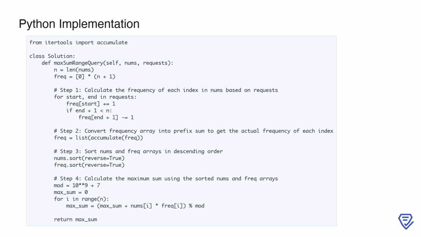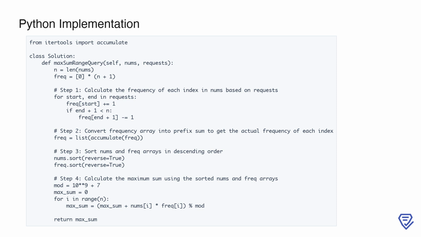3. Prefix sum. Using Python's accumulate function from itertools, we compute the prefix sum of the frequency array. This gives the actual frequency of each index in nums based on the overlapping ranges in requests. 4. Sorting. To maximize the sum, we sort both the nums array and the frequency array in descending order. By pairing the largest numbers in nums with the highest frequencies in frequency, we ensure the maximum contribution to the sum.